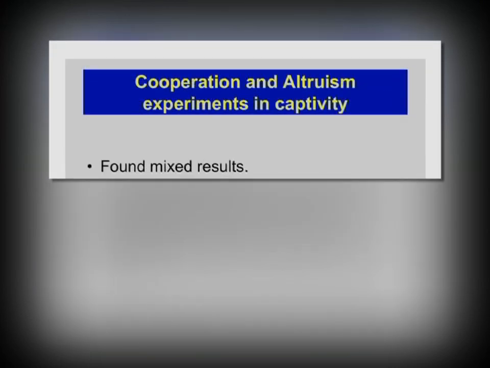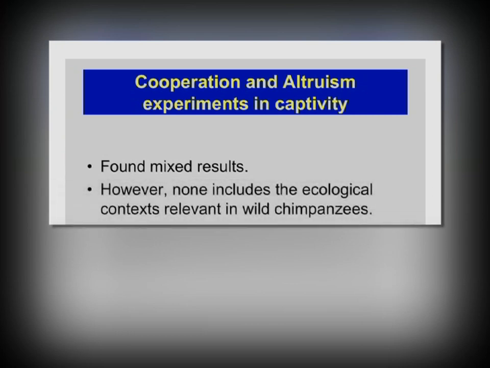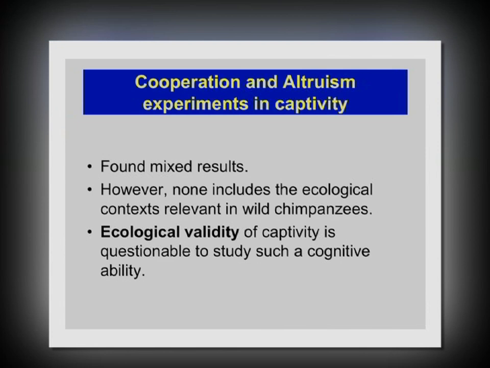To just come back to the question of how we can use captive data to understand cooperation and altruism: all the experiments done with chimpanzees on cooperation and altruism have basically provided very mixed results. However, none of them have tested the individuals in the ecological context relevant to wild chimpanzees. And therefore, I think the ecological validity of captive studies is extremely questionable when you want to understand cooperation and altruism.